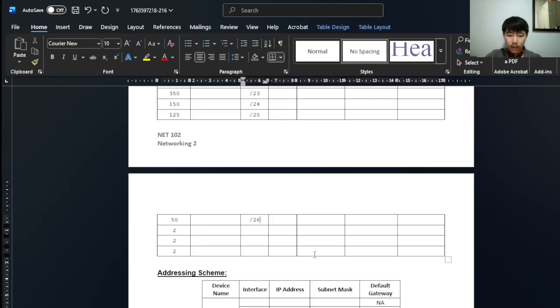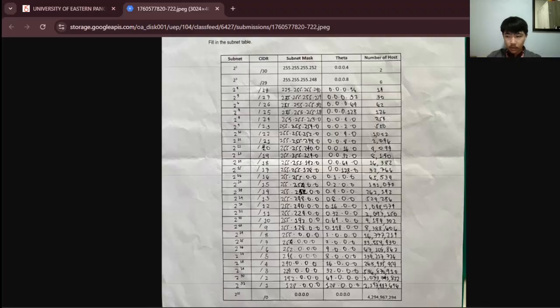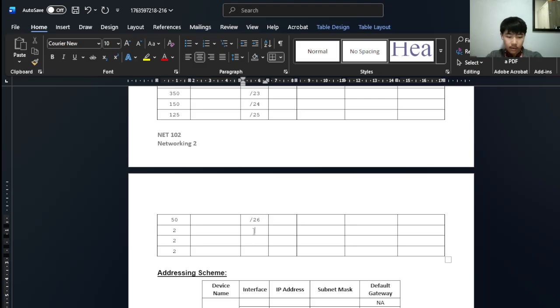For our routers, we have two hosts each. It is CIDR 30.